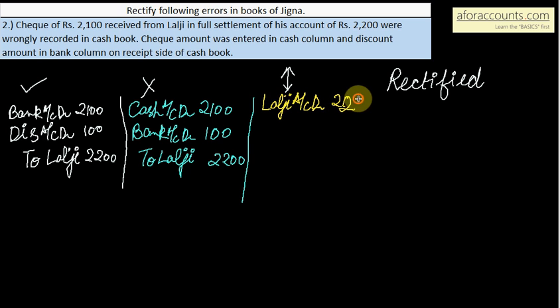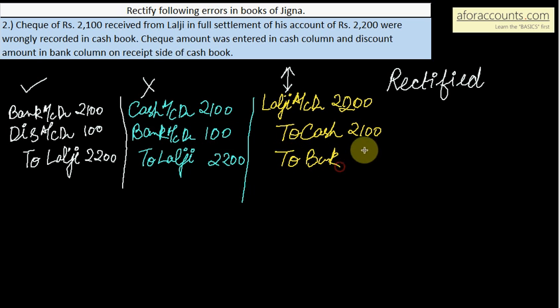$2,200. Okay. To cash. Cash debit में credit करो. To cash 2,100 and to bank. How much? 100. Now for your rectified entry, compare the right entry and the reverse entry.